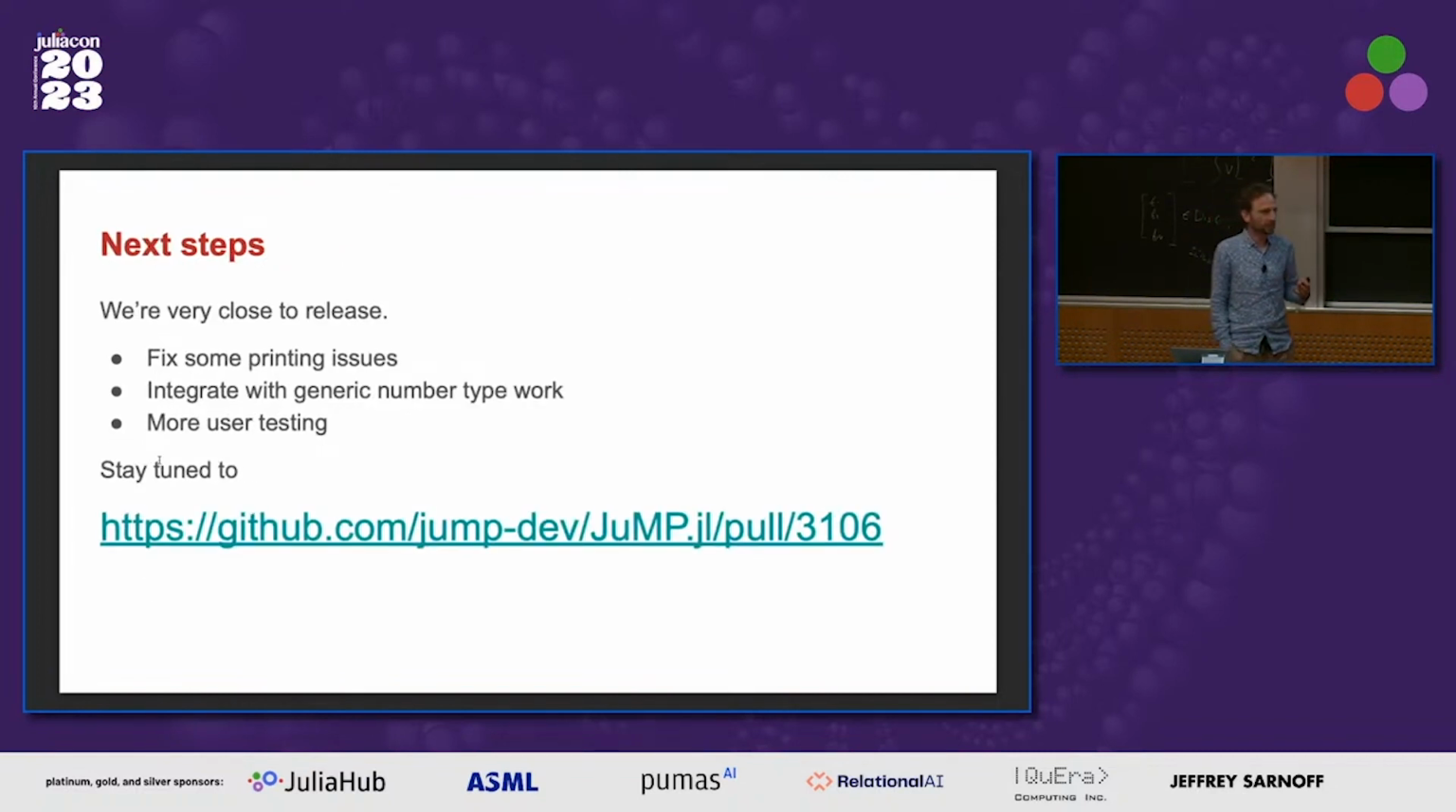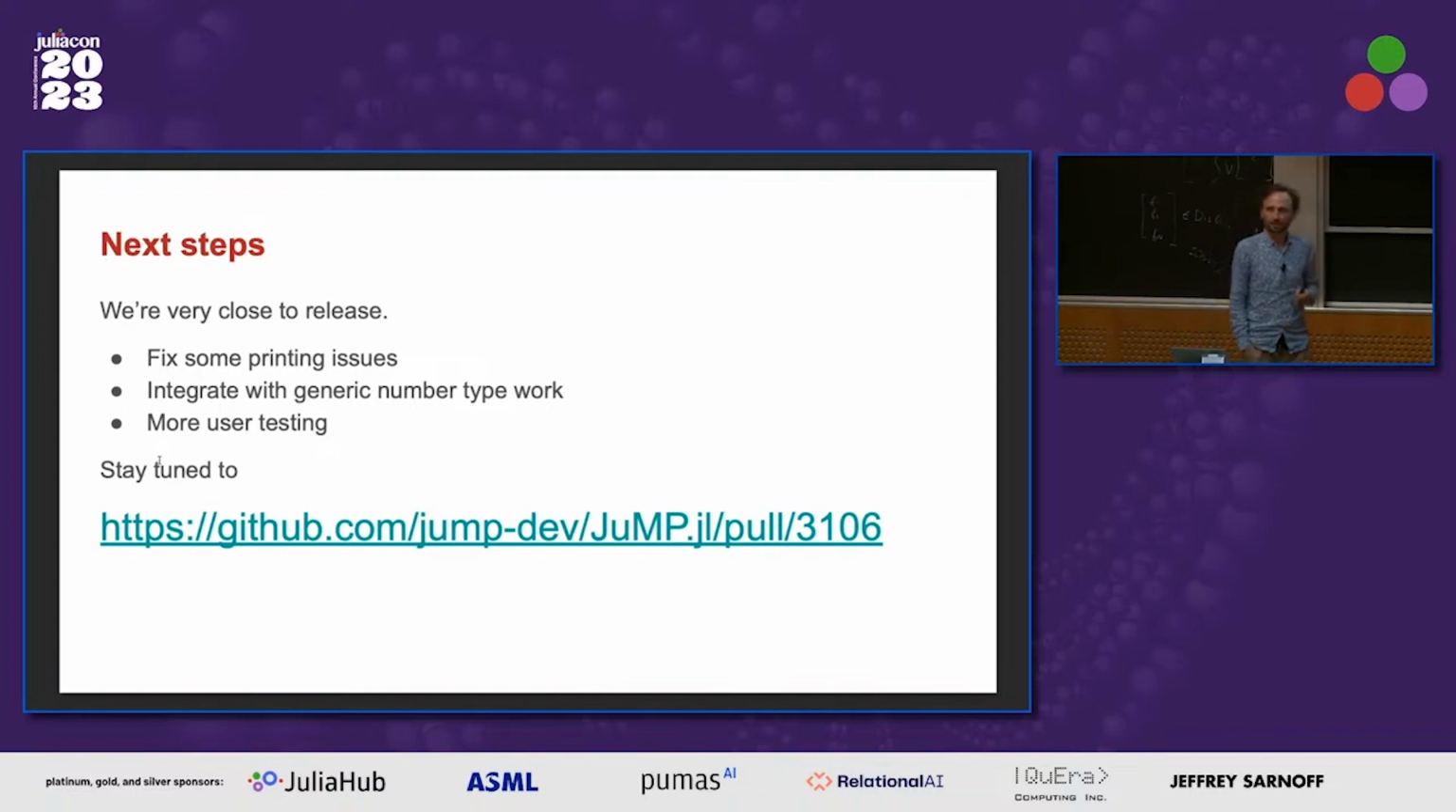So I guess our next steps for where this is going. First, we need to fix a couple of printing issues in how those expressions get printed. Maybe we can simplify some of the printing so we don't get such large expressions from time to time. We also just released a bunch of generic number support to JuMP for linear and quadratic functions, so we need to think about how to integrate that into the nonlinear stuff.